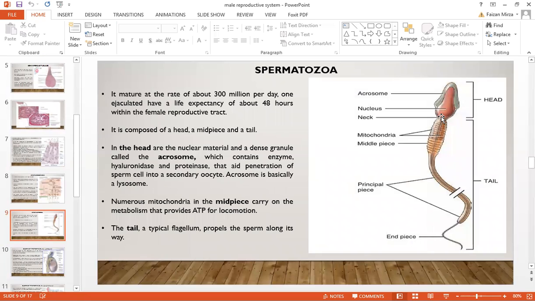A mature spermatozoon has two main parts, a head and a tail. The head has the acrosome, which contains enzymes to digest the egg wall. There's a nucleus, which is haploid. There's a neck containing mitochondria in the middle piece. And then there's the principal piece, which is the tail. How long the tail is varies from one sperm to another, and then there is an end piece.